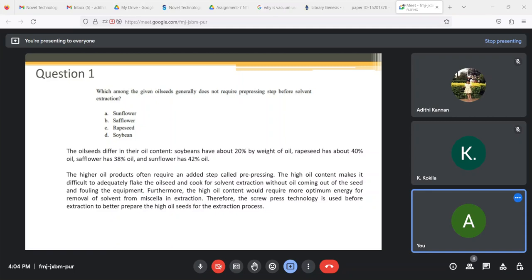Furthermore, a high oil content would require more energy for the removal of solvent from the miscella and extraction. That is the same point I was explaining before: only a certain amount of oil content can be extracted by solvent extraction, and very high oil content would be difficult to remove via solvent extraction alone. Therefore, screw press technology is used before the extraction to prepare high oil seeds for the extraction process.